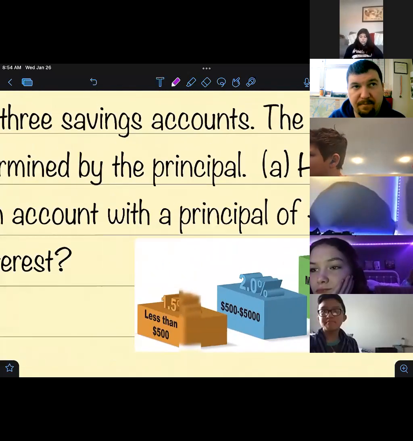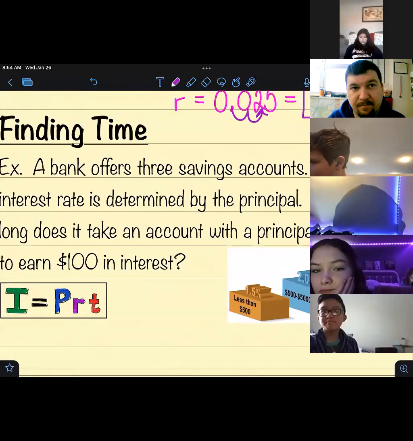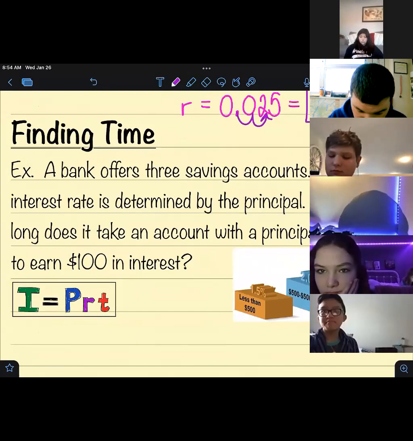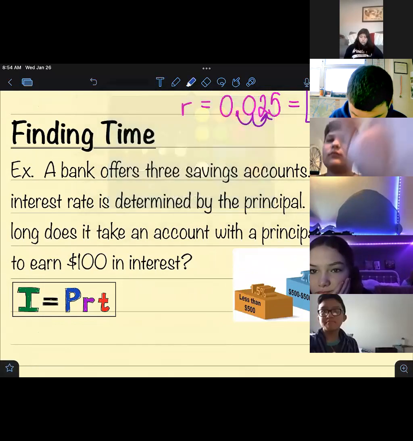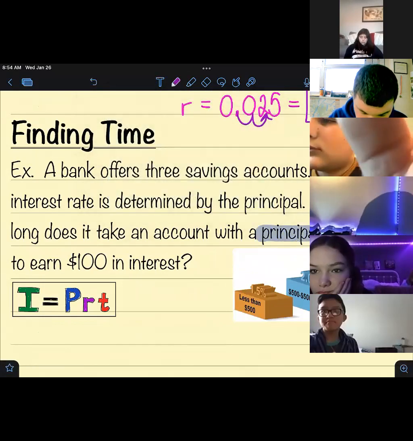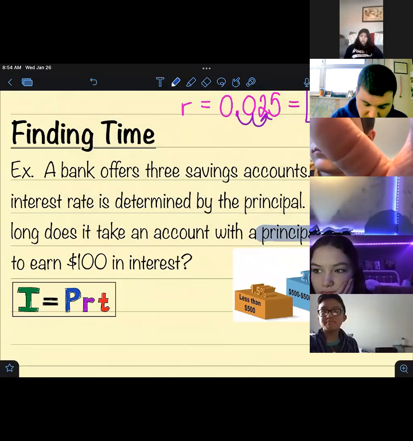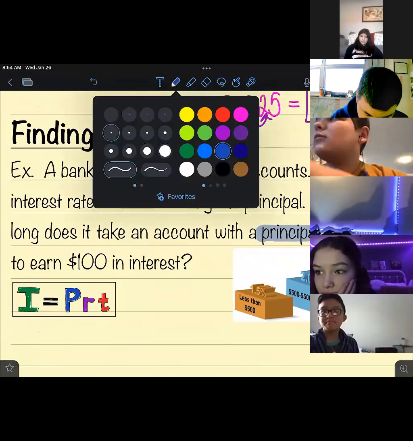Okay. Part A. How long does it take an account with a principal of $800? Okay, so that's pretty obvious. Principal of $800 means that's got to be our P. To earn $100 in interest. So that's got to be our I.